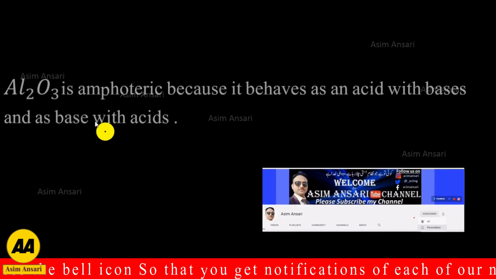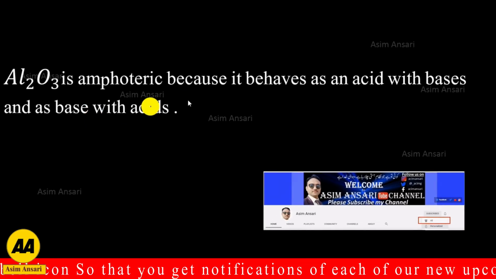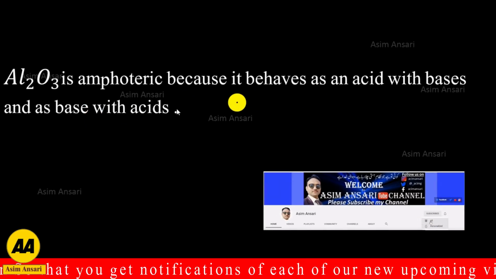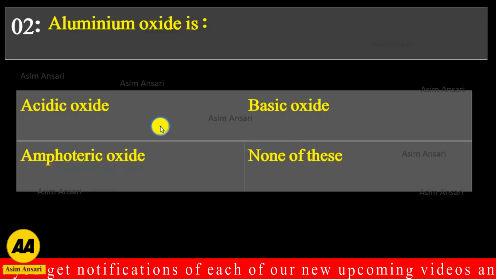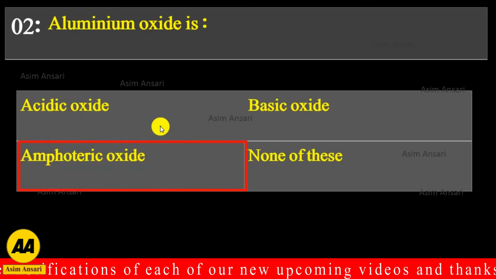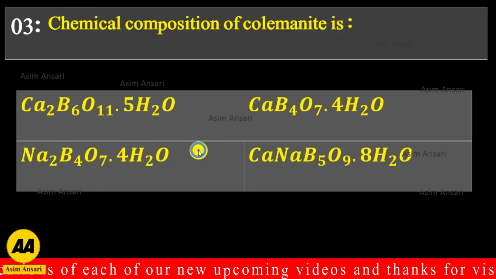Next, aluminium oxide is acidic oxide, basic oxide, amphoteric oxide, or none of these? Aluminium oxide is amphoteric because it behaves as an acid with bases and as a base with acids. So the exact answer is amphoteric oxide. Aluminium oxide is an amphoteric oxide.